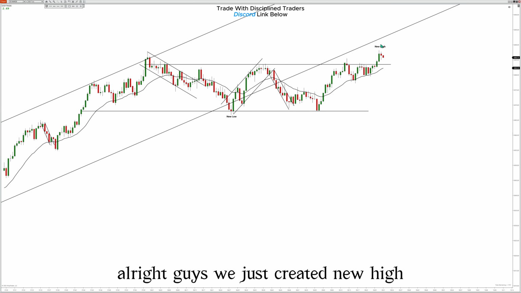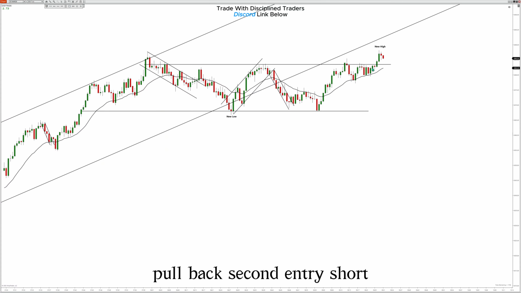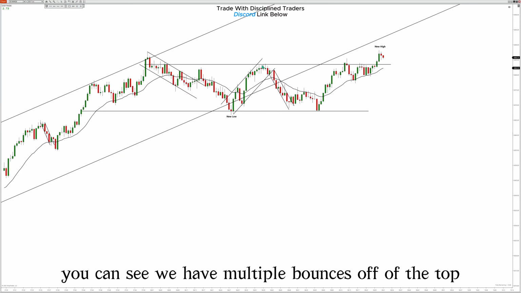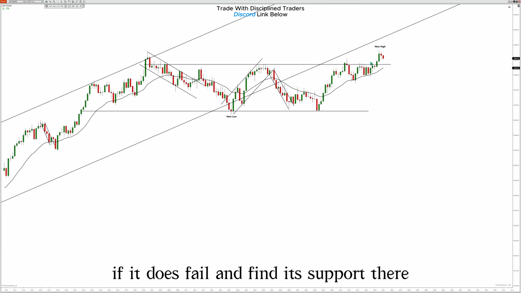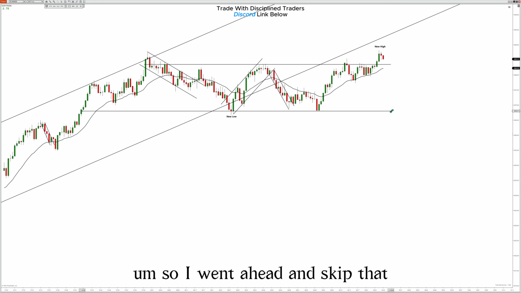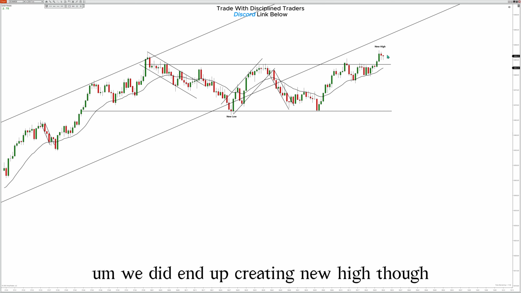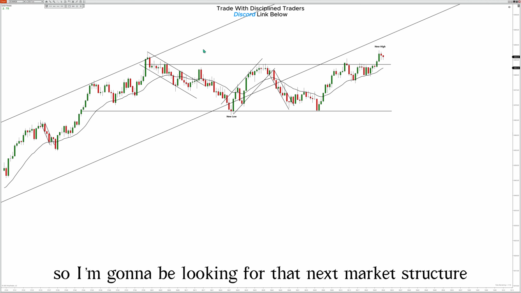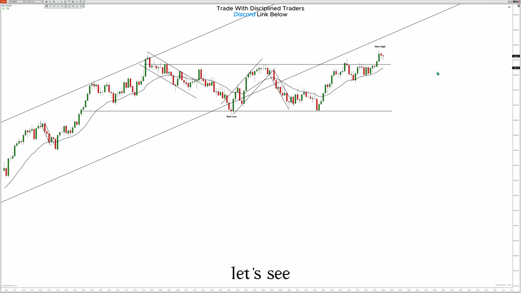Alright guys, we just created a new high. We did get a new low, first entry short, pullback, second entry short failure with a nice signal bar. But I just don't like going long directly into the highs of this trading range. You can see we have multiple bounces off of the top. There's not enough room to scalp out if it does fail and find its support there or resistance. So I went ahead and skipped that. It would have worked out, but it's better to just be safe. We did end up creating new high though, so I'm going to be looking for that next market structure. Let's see.